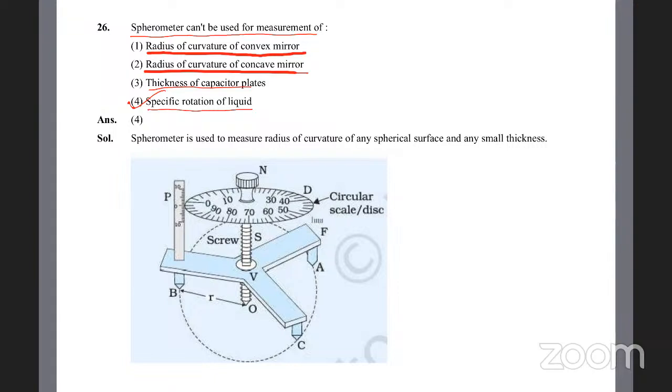What is specific rotation? When polarized light passes through some liquid, the plane of polarization rotates. By measuring the rotation of the plane of polarization, we can estimate the concentration of the liquid, using a polarimeter. So that is called the specific rotation. So here, which can't be measured? This is the correct answer: the specific rotation of a liquid cannot be measured by using a spherometer.